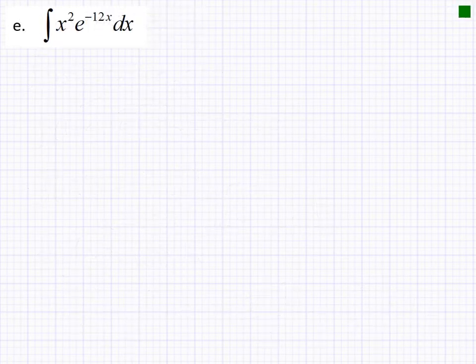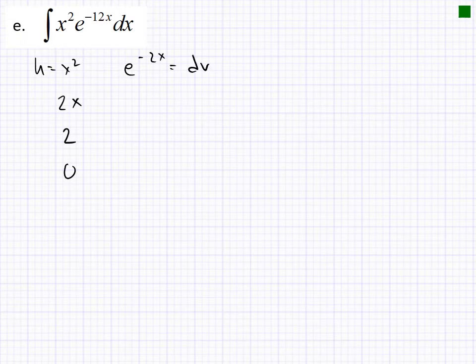Here we're going to use integration by parts. I'm going to say u equals x squared. Derivative again would be 2x. Derivative again would be 2. Final derivative would be 0. E to the negative 2x is going to be my dv.